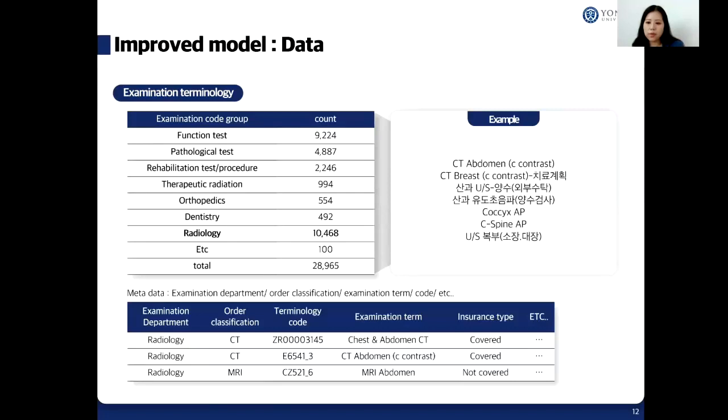Here are some examples of the examination terminologies. The terminology database itself contains a wealth of other metadata with around 80 different types. This includes data such as insurance type, examination department, and so on. This metadata was also utilized in training the model. Since the radiology section didn't perform well with the previous model, we only focused on training with radiology terminology.